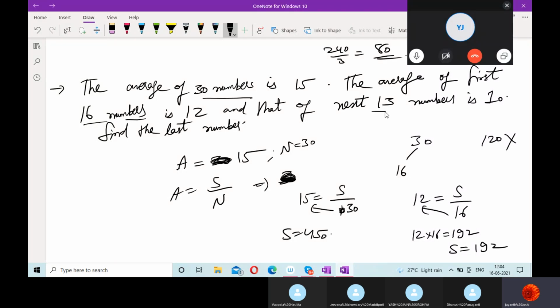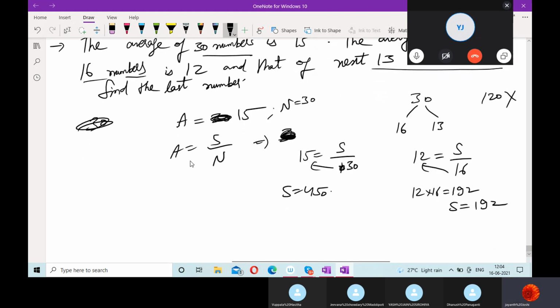Now the next 13 numbers have an average of 10. So there are 30 numbers, out of that 16 numbers we have taken. So the leftover is how much? 14 numbers. And the next 13 numbers' average is 10, they are saying. So we have to find the last number, correct? So the last number we can easily get.